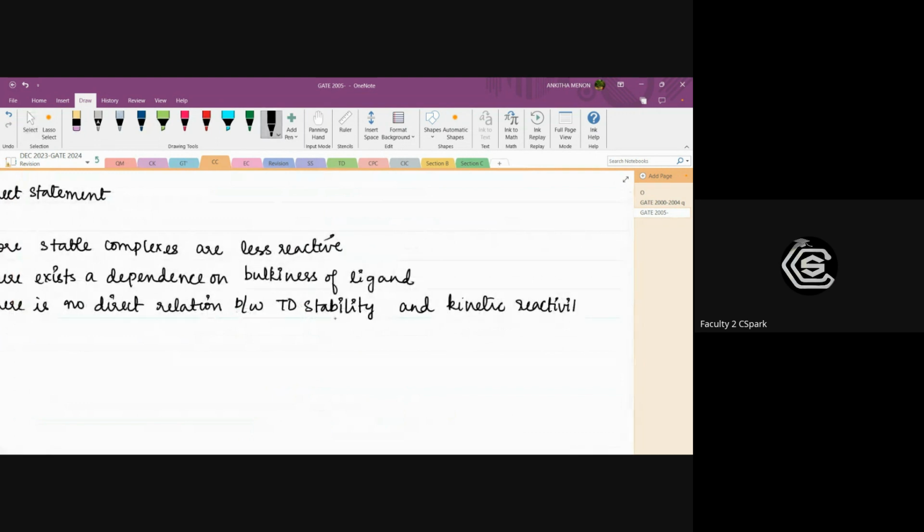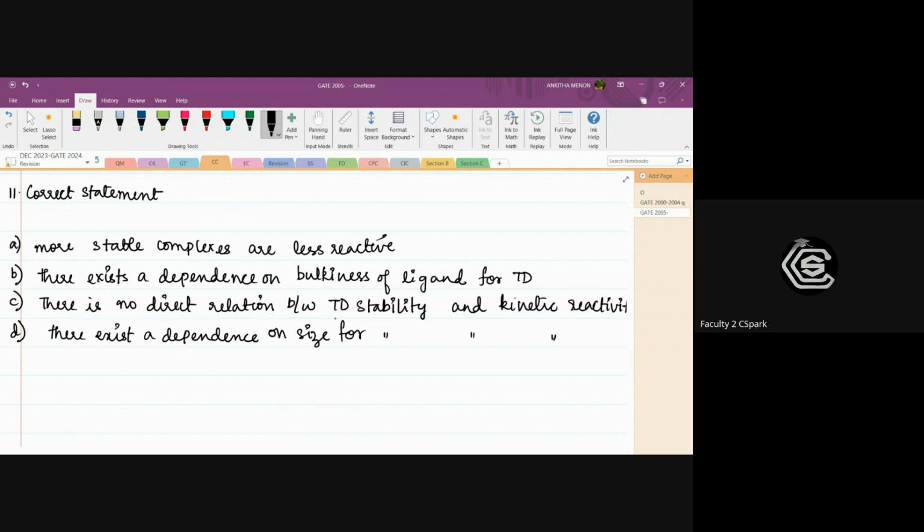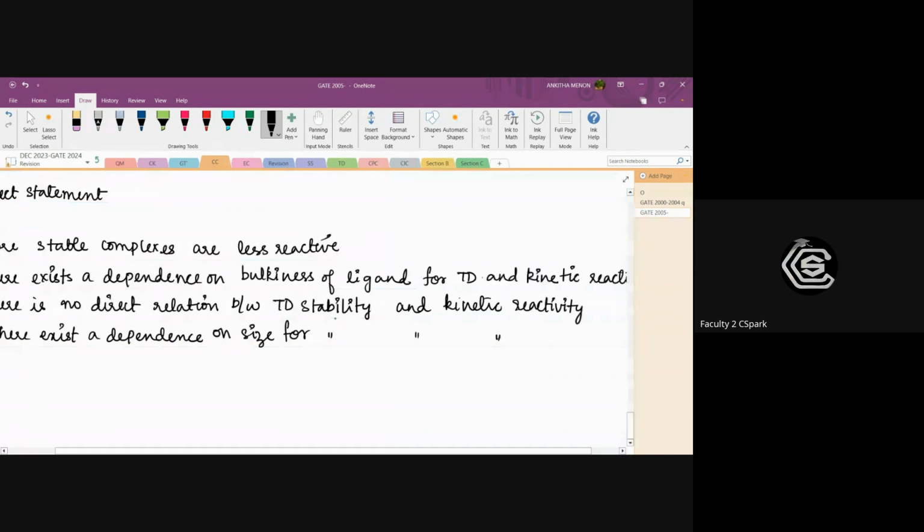And kinetic reactivity. Option D: there exists a dependence on size for thermodynamic and kinetic reactivity.